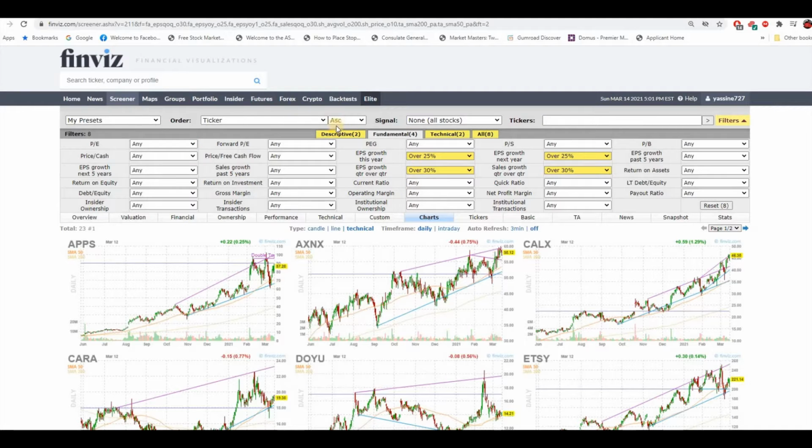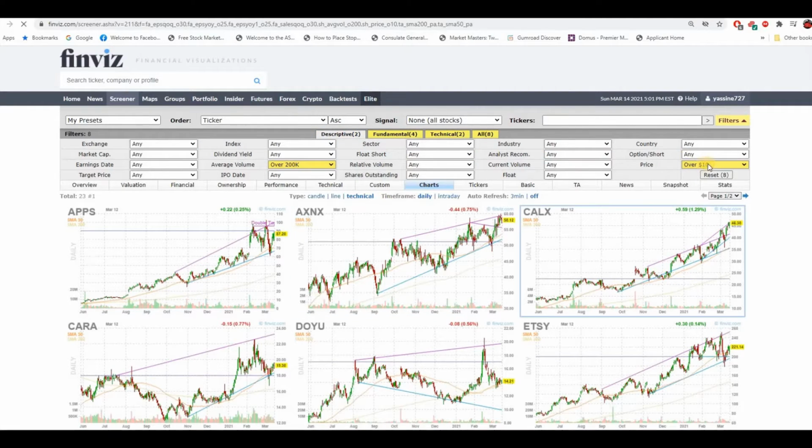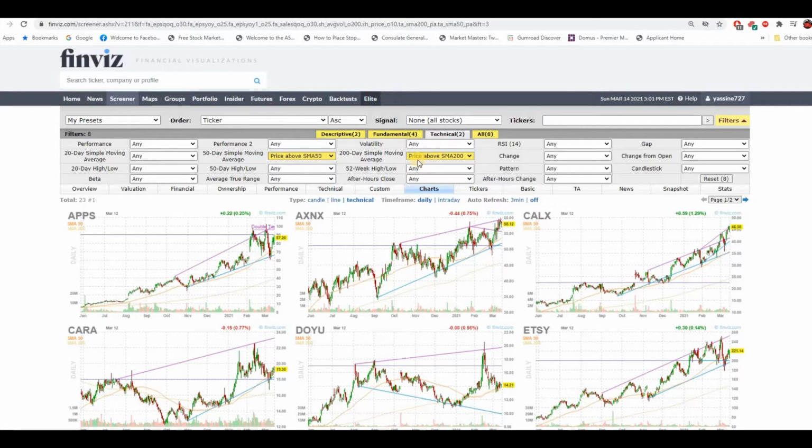When you go to FinViz, first of all, you go to stocks that are above $10, and then you go to average volume here. You can change this to whatever you want, but I usually go to 200k shares traded a day, and then you go to the technicals, and I want to see all the stocks that are above the 200 moving average and the 50 moving average.